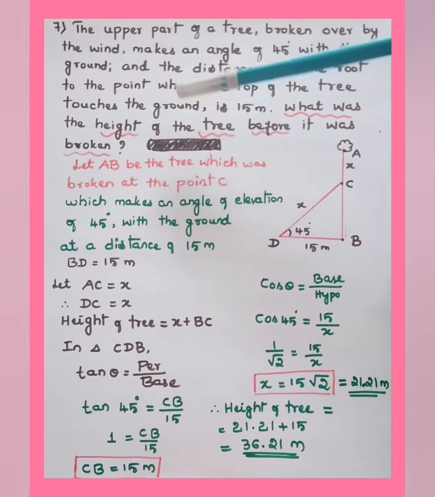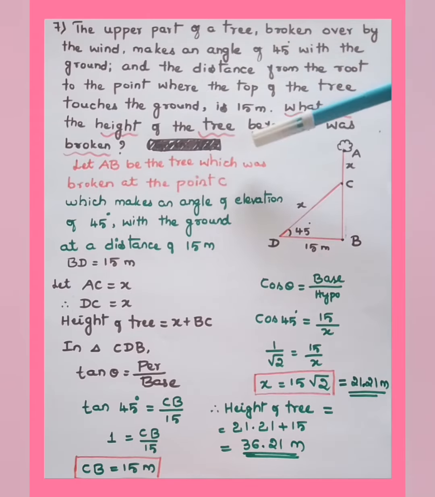So let AB be the tree which was broken at point C, which makes an angle of elevation at D of 45 degrees with the ground at a distance of 15 meters. BD is equal to 15 meters.